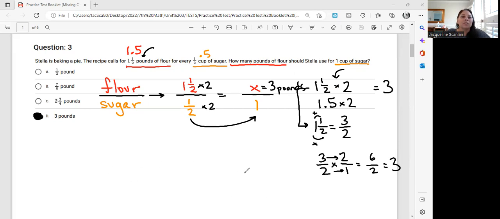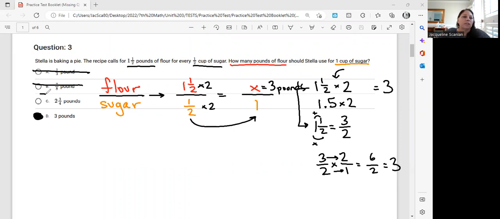Again, we could use some logic skills in here. We need way more flour than sugar. Let's come back up here to the beginning of the problem. At the beginning of the problem, you can tell that you are using 1.5 pounds of flour for every 1/2 cup of sugar. You're using way more flour than you are sugar. So if I have a cup of sugar, I have to have way more flour. I have to have way more than 1. So it can't be either of these two.